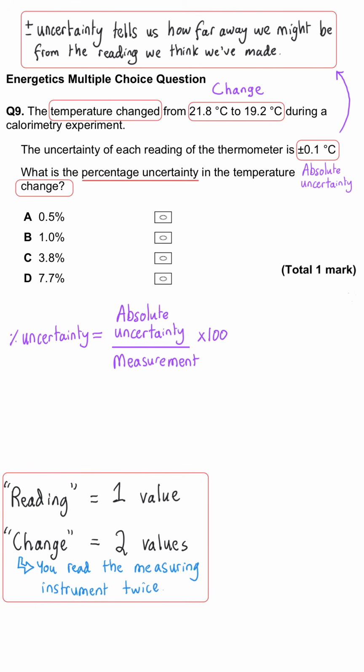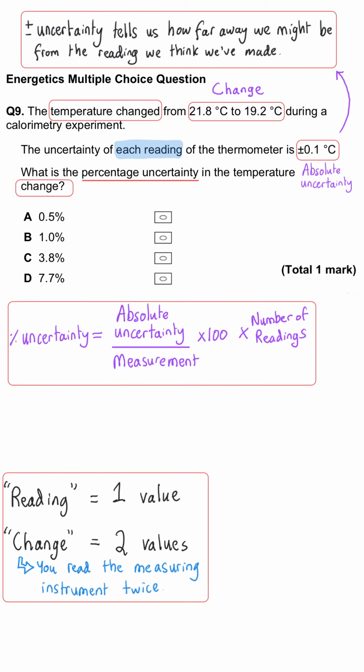But if you're taking a measurement that requires multiple readings, and they've given us the hint here that this one does because they've said each reading, then we need to multiply this calculation by the number of readings that we've made. And so we've taken 2 readings because in order to work out the temperature change, we needed to know what the temperature began at and what it finished at. And so this calculation then has our percentage uncertainty as being plus or minus 0.1, multiplied by 100, multiplied by 2 because of the 2 readings, and dividing by the measurement that we've made, which is the temperature change.